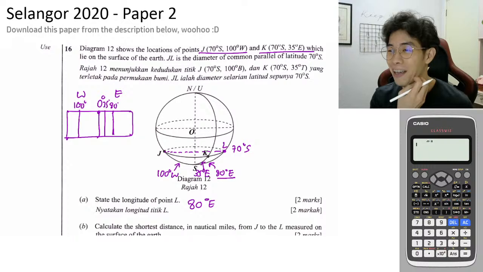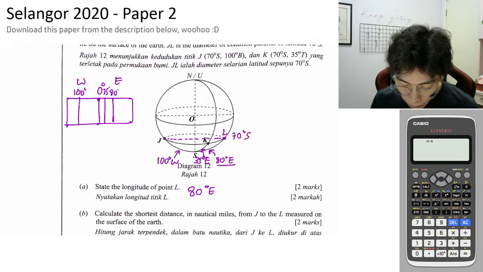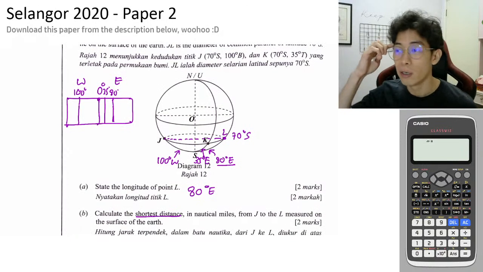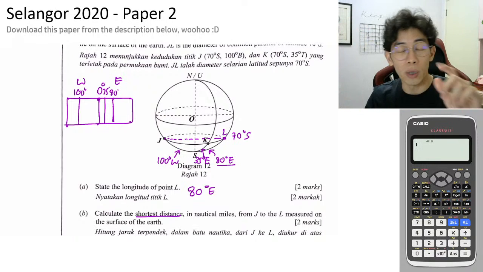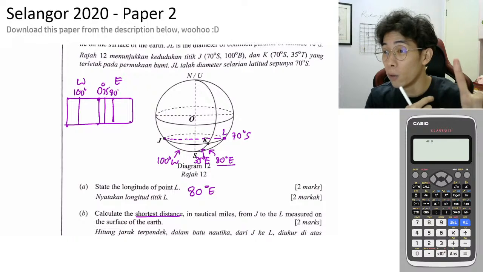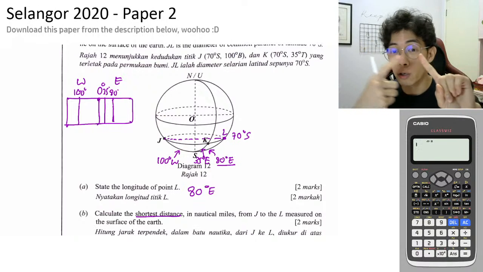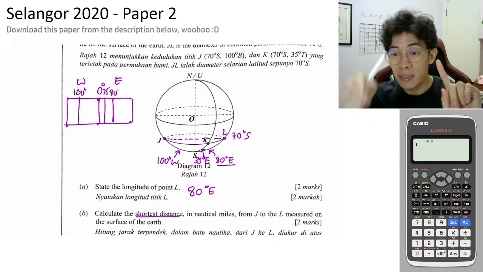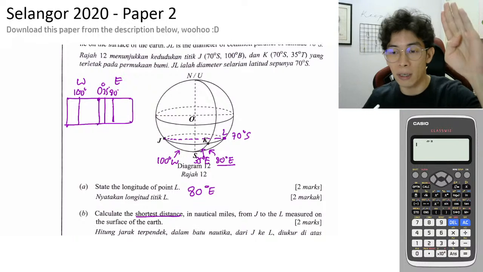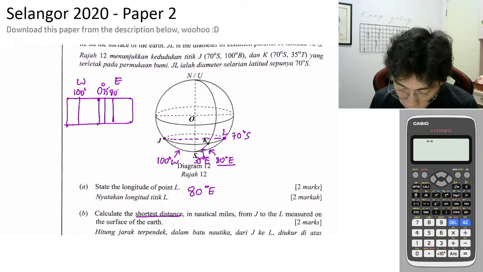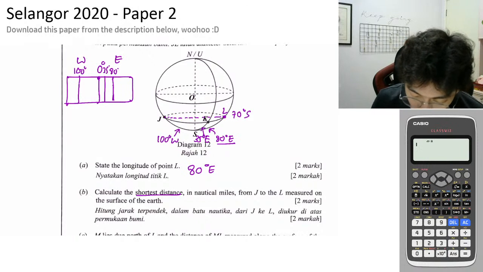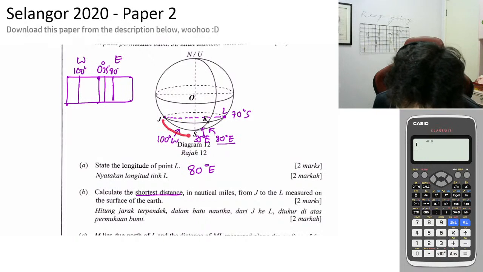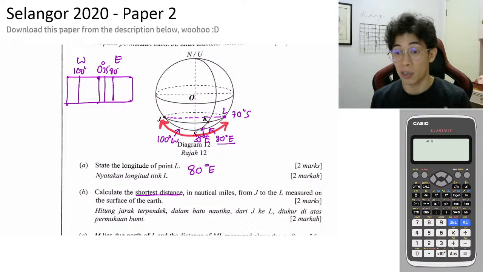Okay, then part B, calculate shortest. Shortest is automatic. When you see the word distance or nautical mile, 2 things pop up in your mind: great circle, not great circle. In this case, shortest is automatically great circle, and this great circle is between J and L. So this is what we are looking at. This is the distance along the great circle.